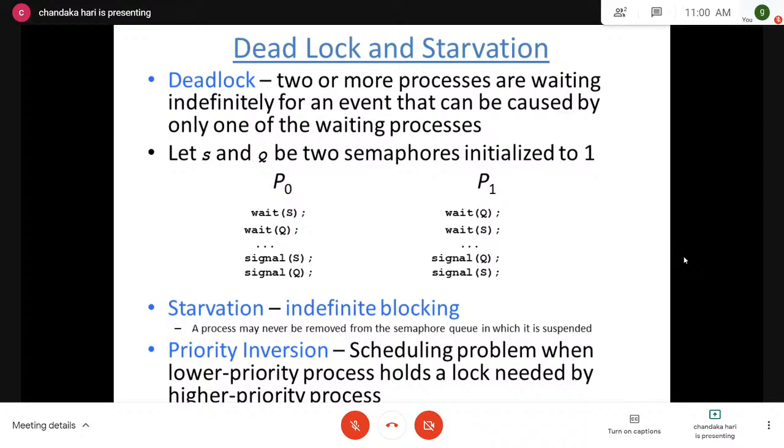A process may never be removed from a semaphore queue in which it is suspended. Such a situation is called starvation. Now, how can you overcome this? The locks, the semaphore variables, are always obtained by high priority processes. Then what happens to low priority processes? Low priority processes are always waiting for high priority ones to be completed. In case the low priority process never gains control, then we go for the aging concept to improve the priority.